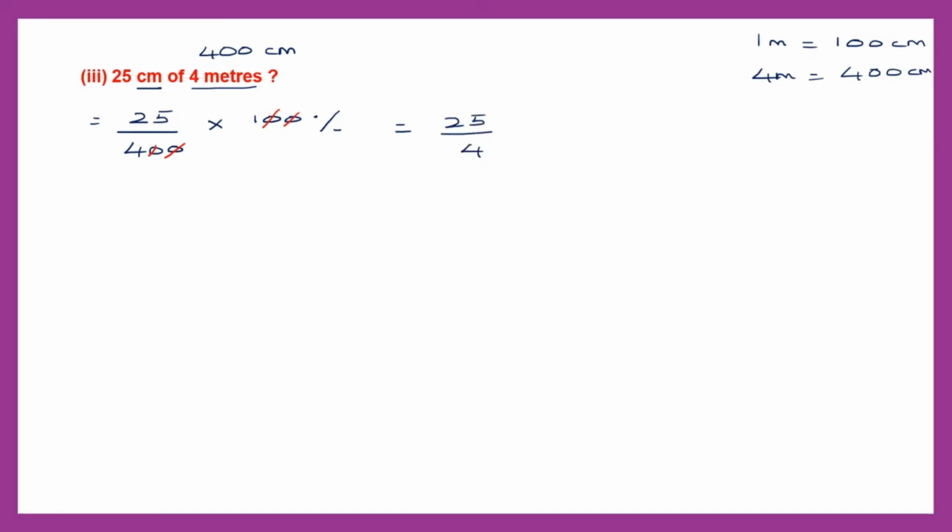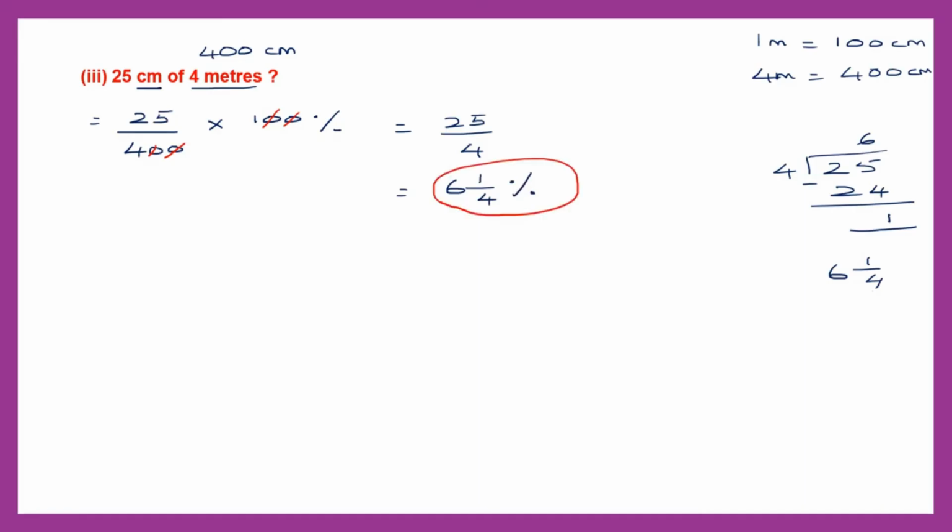25 by 4 which is an improper fraction. So we will convert it to a mixed number. 25 by 4. 4 sixes are 24, minus 1. So what is the mixed number? 6, 1 by 4. So we've got an answer here. This is 6, 1 by 4% because we're expressing this as percentage. So that's our answer, 6, 1 by 4%.